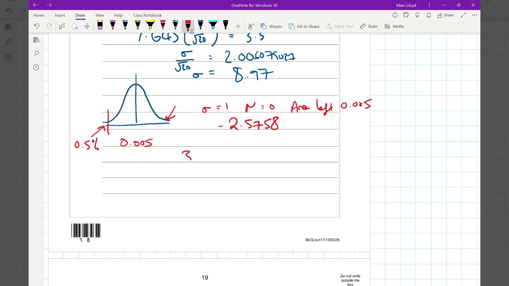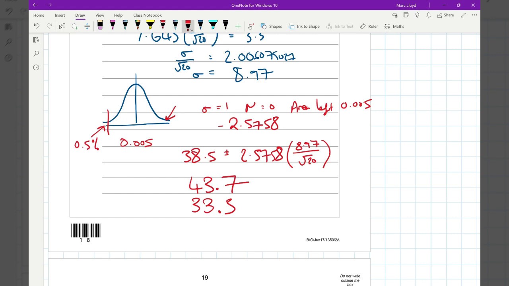So 38.5, which is our sample mean, plus or minus 2.5758, and then in that bracket is now 8.97, our standard deviation, which we found, and the square root of 20. So we put them in, and our plus value is going to be 43.7, and then our minus value will be 33.3. And that's part A done.